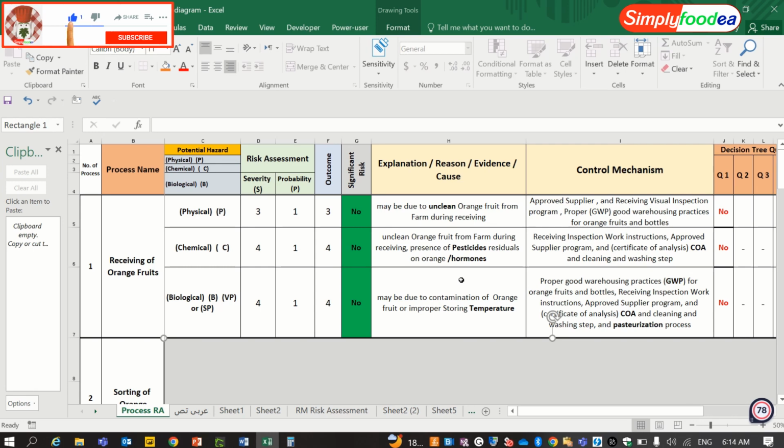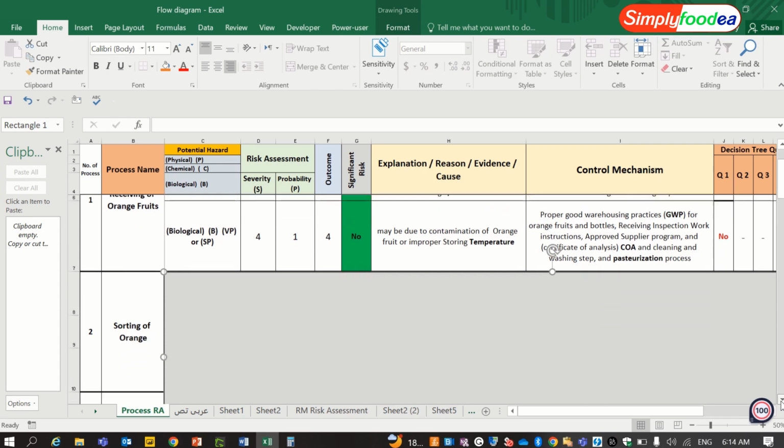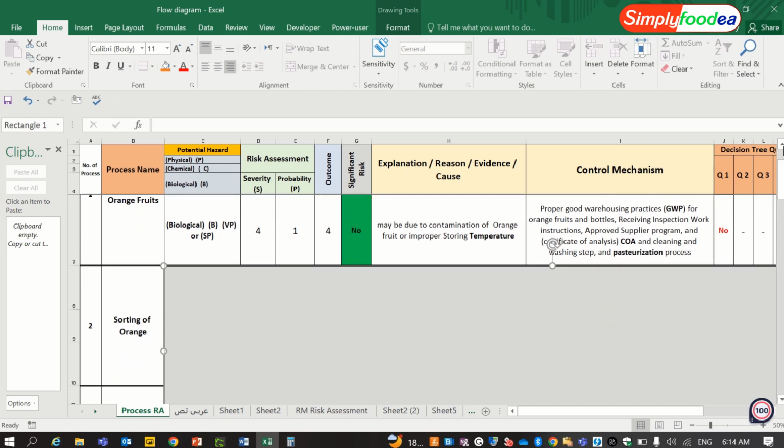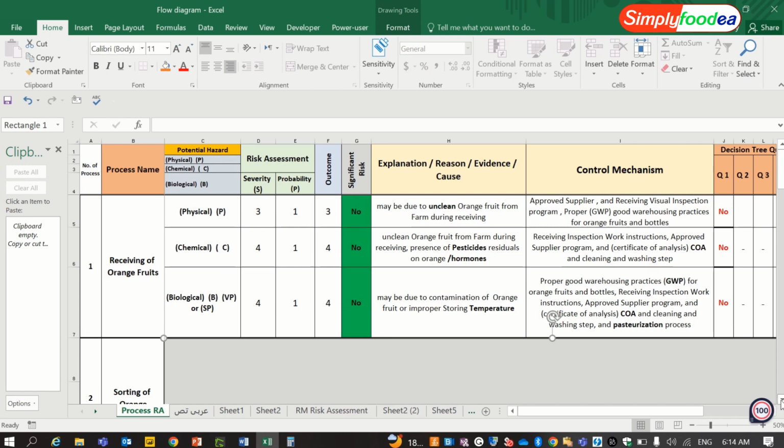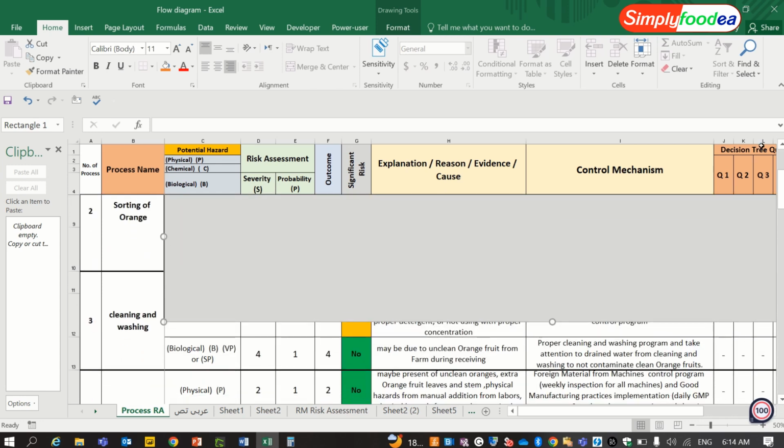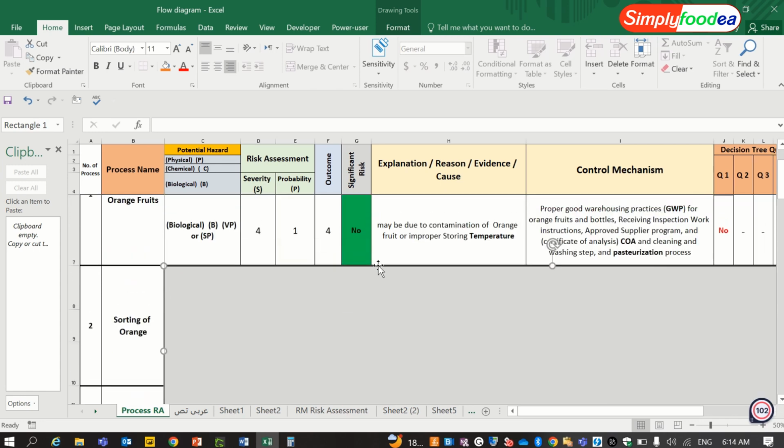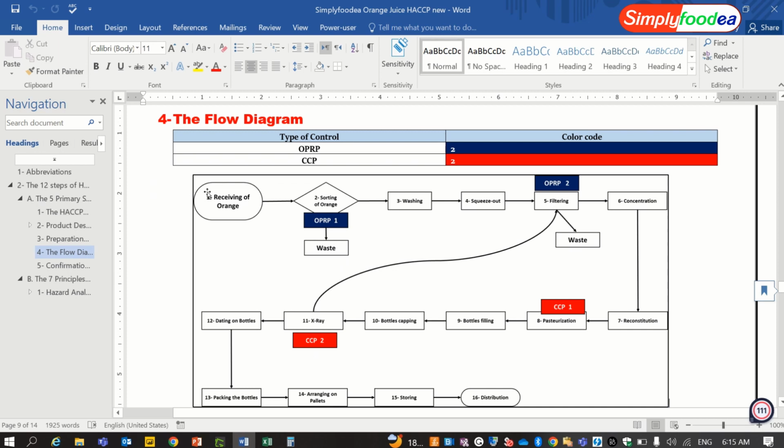Today we'll continue the process risk assessment. After the first step in the previous video, which was the receiving of the orange fruits, now we'll continue to the storage of orange. We must follow step by step our flow diagram. The first step, number one, was the receiving of orange. The step number two was sorting of orange, and we will know why it is OPRP.